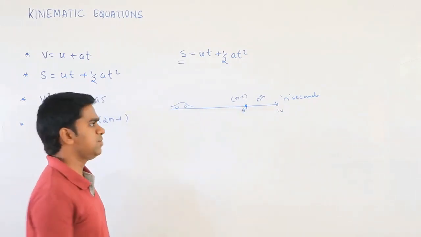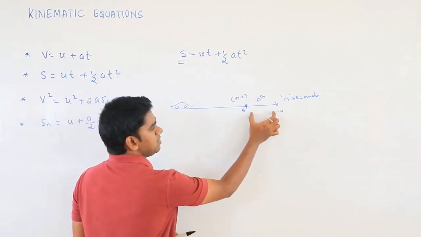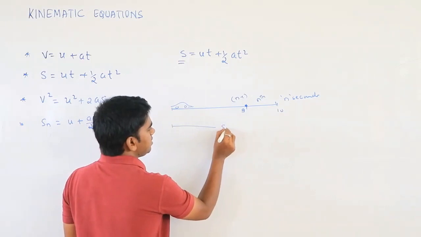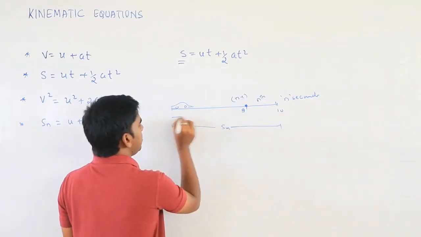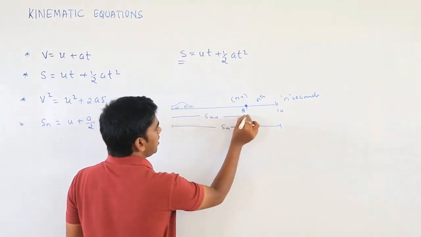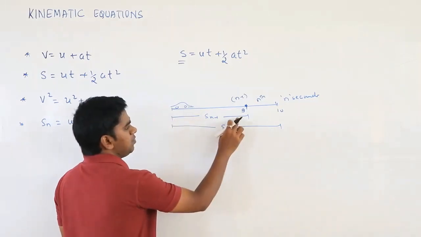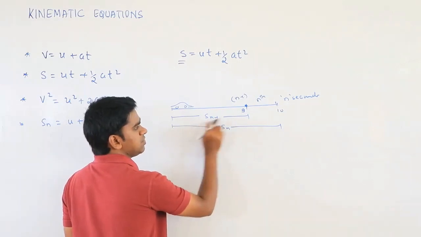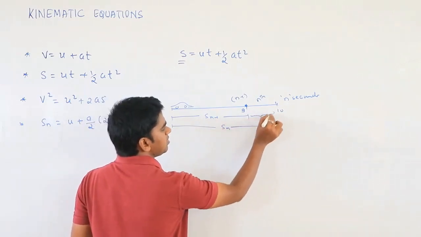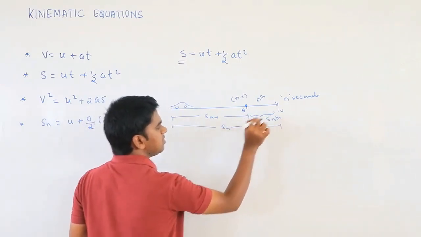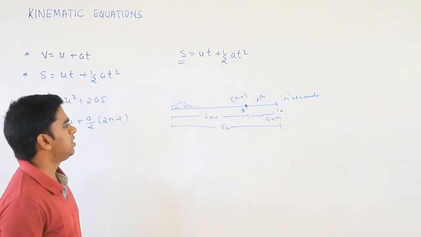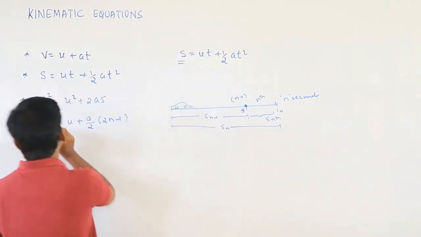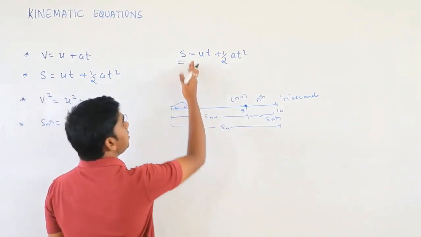Now what do you want to calculate? You want to calculate this distance. So if you calculate Sn and Sn minus 1, and you know these two things, if you subtract Sn minus Sn minus 1, obviously you will get this one. This was the nth second. Okay, so to calculate the distance traveled in n seconds, not the nth second, you can use this formula.